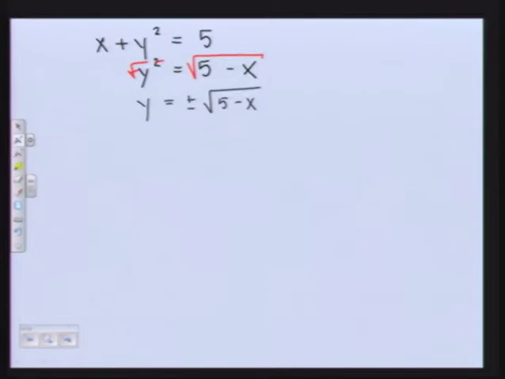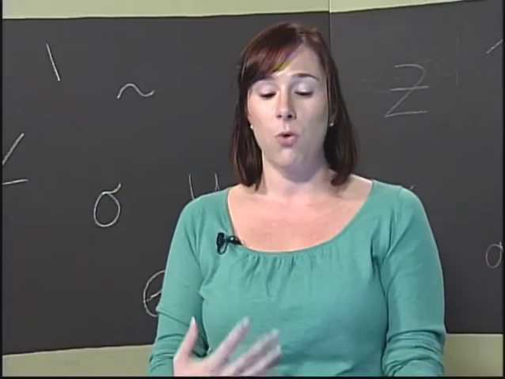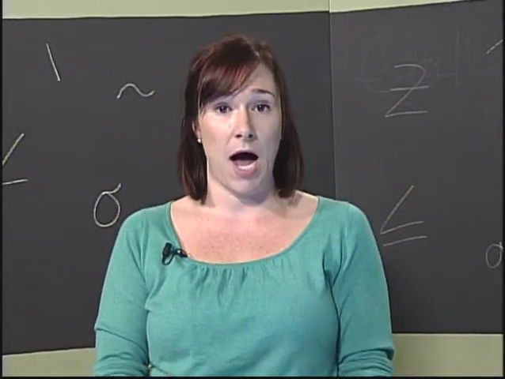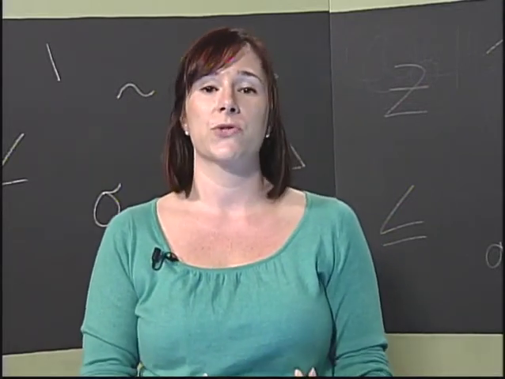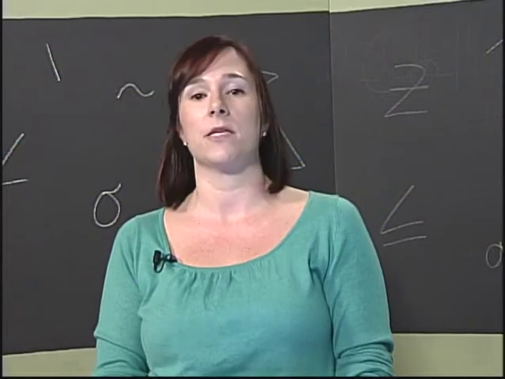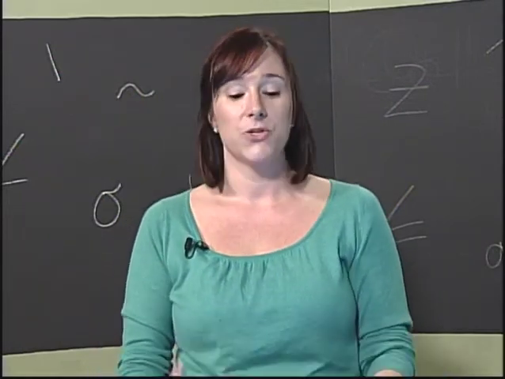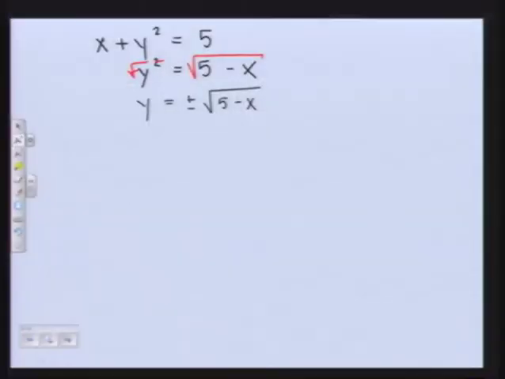Remember, when you use the square root property to solve, you always introduce the plus or minus, because when you square a positive, you get a positive. When you square a negative, you also get a positive. So you have the possibility of two different solutions. So we have y equals plus or minus the square root of 5 minus x.